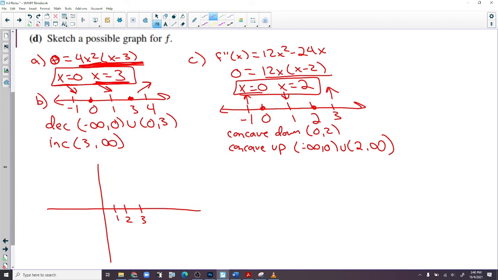And from infinity to 3, we're decreasing the entire time. Now we're concave up from negative infinity to 0. So concave up, decreasing to 0. Then an inflection point, still decreasing. An inflection point at 2, but then we're bottoming out at 3. So there's that minimum. This is a possible graph of the original function.